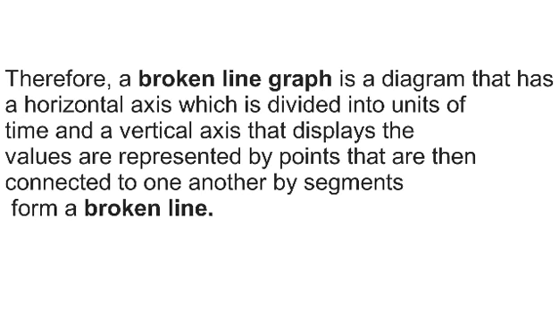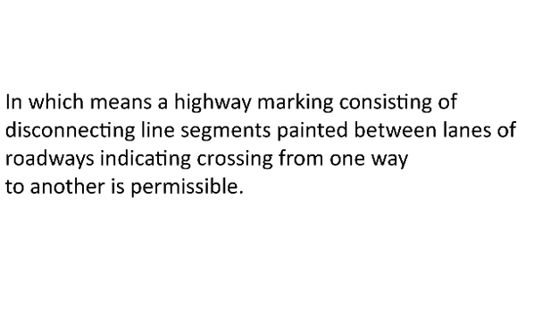Therefore, a broken line graph is a diagram that has a horizontal axis which is divided into units of time and a vertical axis that displays the values, represented by points that are then connected to one another by segments to form a broken line. A broken line, in which case, means a highway marking consisting of a series of disconnected line segments painted between lanes of a roadway, indicating that crossing from one to the other is permissible.